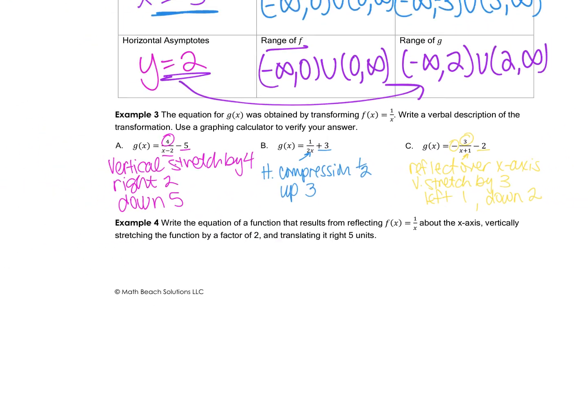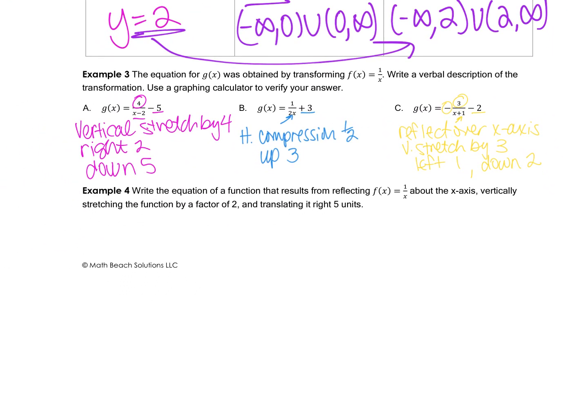All right, last part, we're going to write the equation of the function. We're given the transformations this time, so we're going to come up with function g. It's going to be reflected over the x-axis, so that puts a negative. It's going to have a vertical stretch by 2, so that just puts the number in the top. And then it's going to go right 5, so in the denominator with your x, you need an x minus 5. There's no vertical translation up or down, so we don't need anything after the fraction.